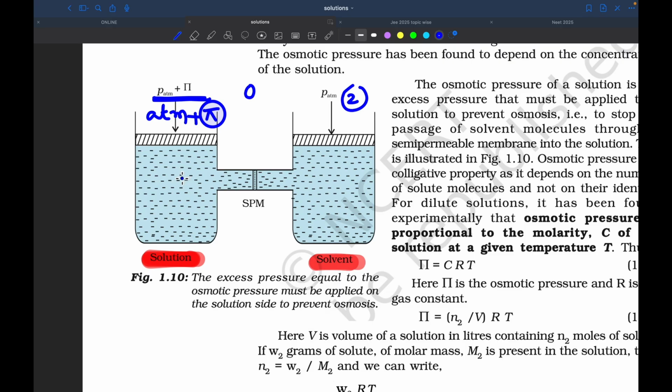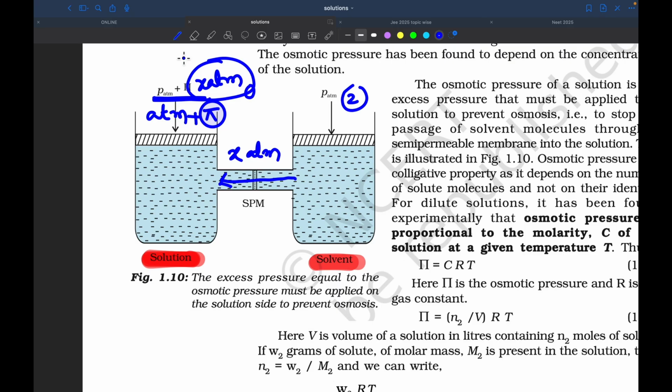It will be exactly equal. Suppose solvent particles come forcefully from here and create x atm of pressure. Then here also we have to apply this x atm of pressure, so that the process of osmosis will just be stopped. So this pressure is called as osmotic pressure.